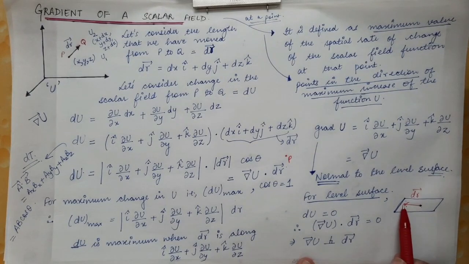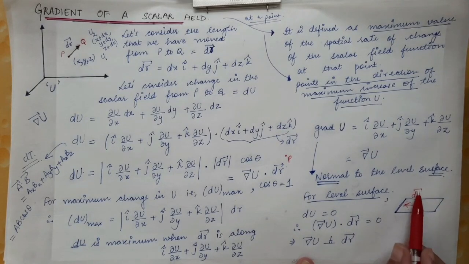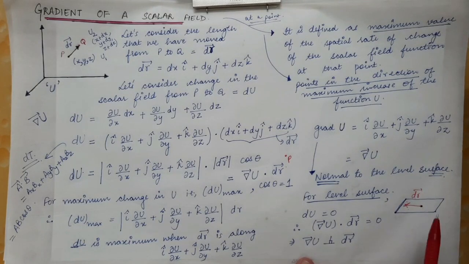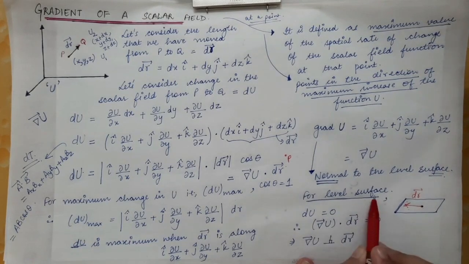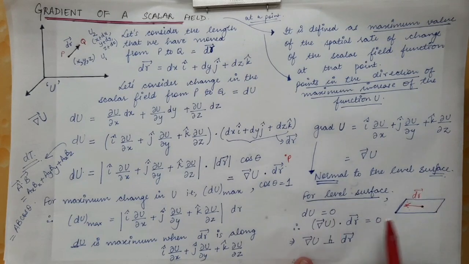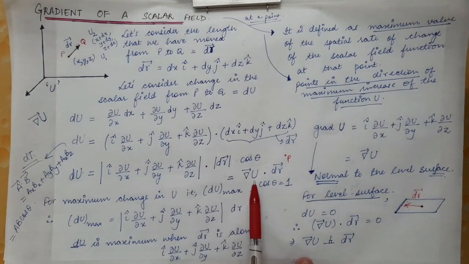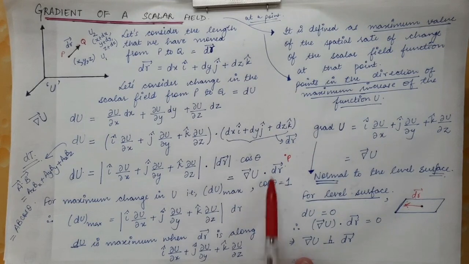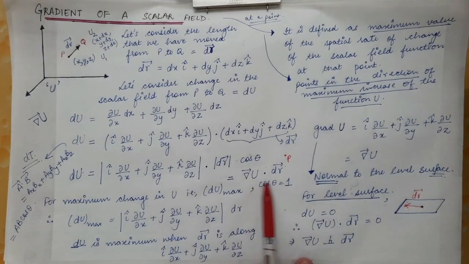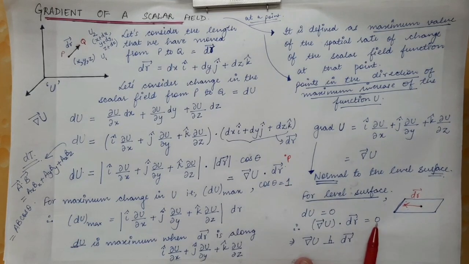So you are moving along the level surface from one point to another. The dr vector will lie in the plane of this level surface. And level surfaces are those for which the scalar function is the same at all points on the surface. So du will be equal to 0 when you are moving from one point to another. du is equal to the del vector, the gradient, dot product with the dr vector. If du is equal to 0, this expression will also be equal to 0, meaning the gradient of u dot dr vector will also be equal to 0.